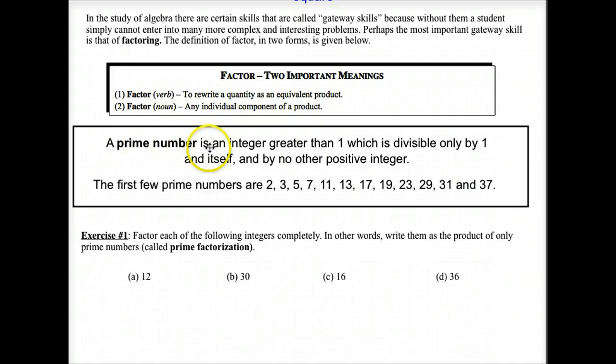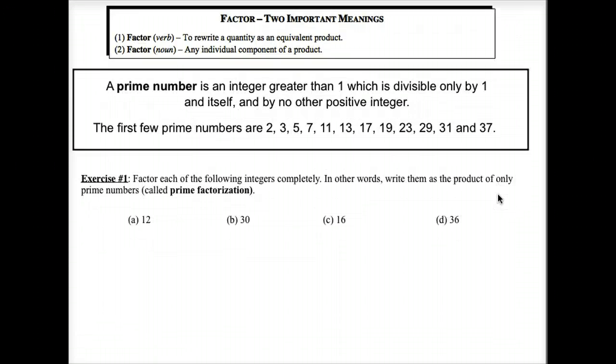A prime number is an integer greater than 1 which is divisible by only 1 and itself and by no other positive integers. So just a quick vocabulary word we need to know. A few prime numbers are 2, 3, 5, 7, 11, 13, 17, 19, 23, 29, 31, and 37. There's a lot more.